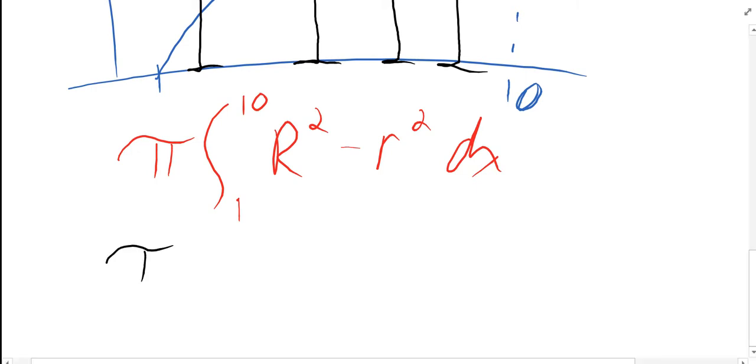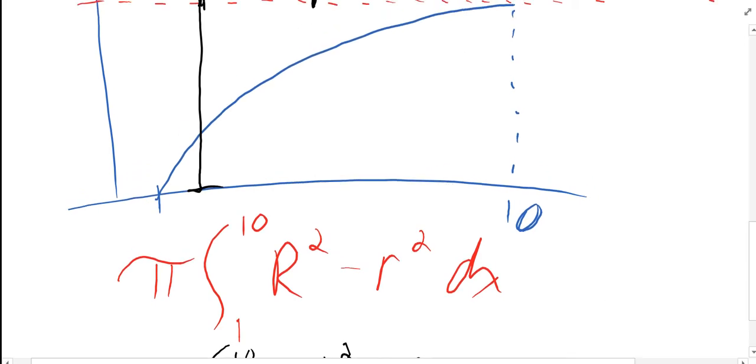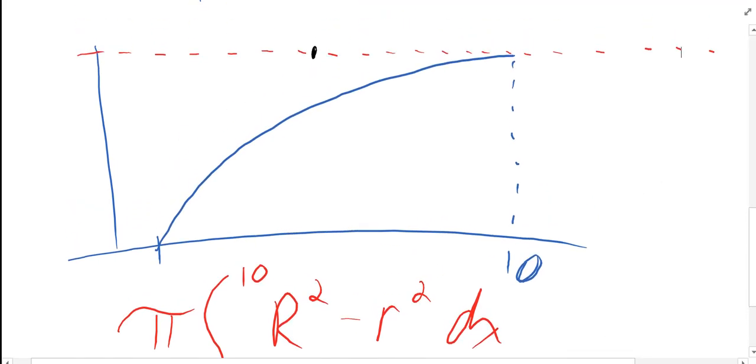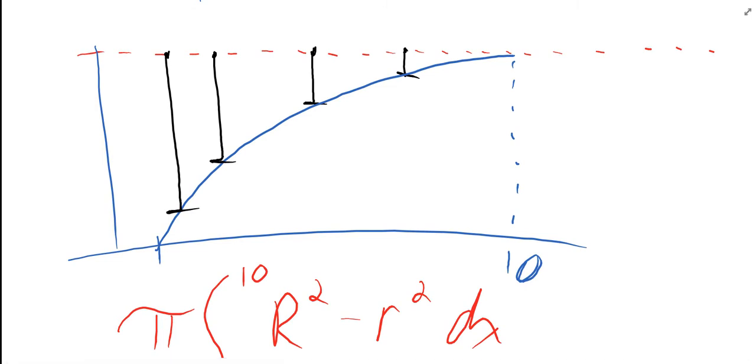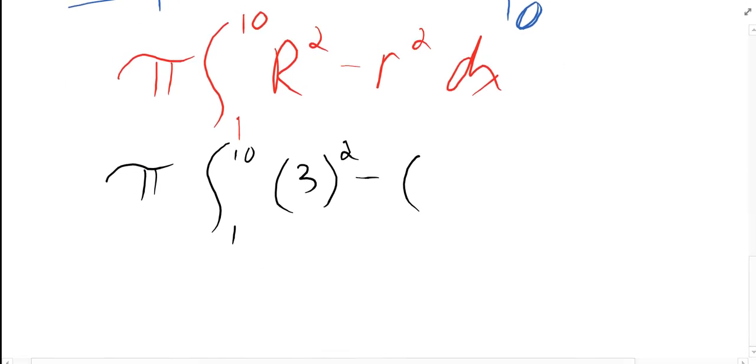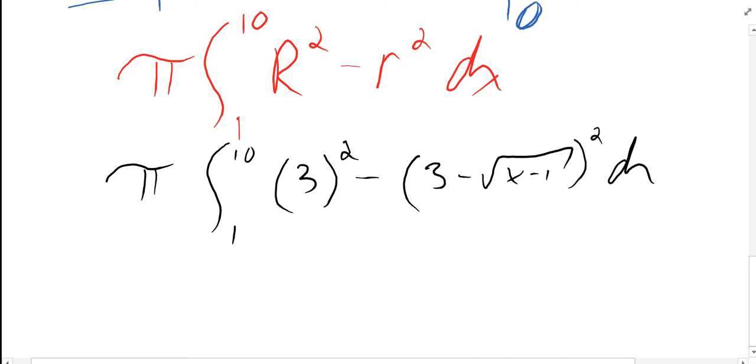So this integral becomes pi times the integral from 1 to 10 of 3 minus 0, that's just 3, squared, minus, now we need a little r. Well, if we do the same thing, except now for little r, you just hit the shape one time. You hit the inside of it. That's going to be right there. And you can see, no matter where you do it, you're always hitting this same blue curve, which is square root x minus 1. So the top of that is 3, and the bottom of it is the square root of x minus 1. So little r is 3 minus the square root of x minus 1, squared, dx. Any questions on that one?